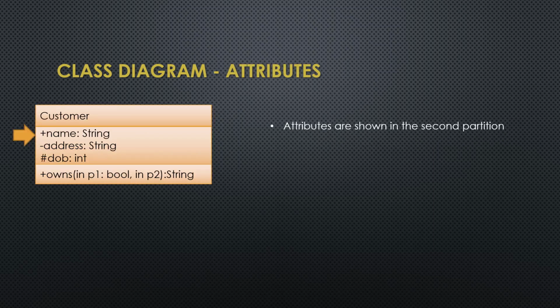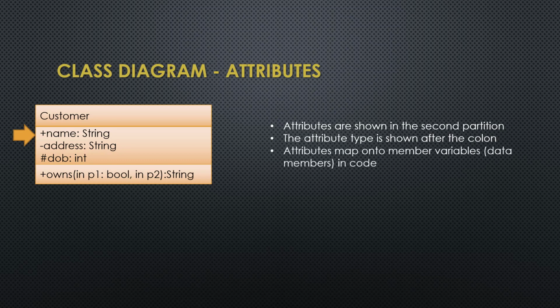Attributes. Attributes are shown in the second portion. The attribute type is shown after the colon. Attributes map onto member variables or data members in the code.